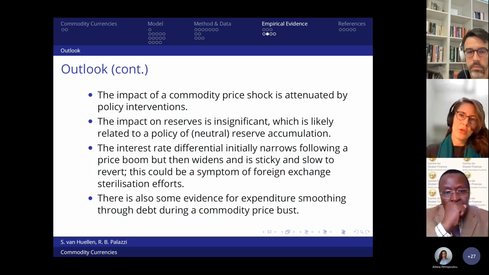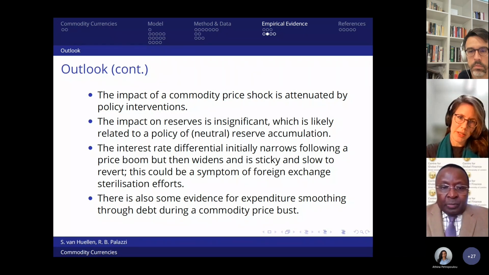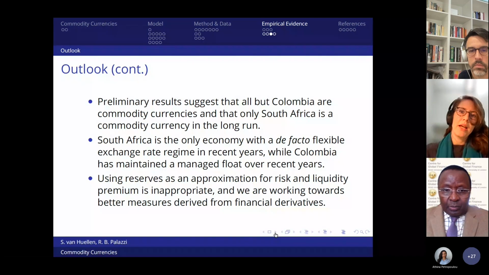Yeah, policy interventions do attenuate the shock. The impact on reserves is insignificant, which shows us that Brazil quite happily intervenes. That's something that in other experiments we clearly have seen, and also that's well established in the literature as well. Yeah, so some expenditure smoothing impact. That's something that we said in the results already.